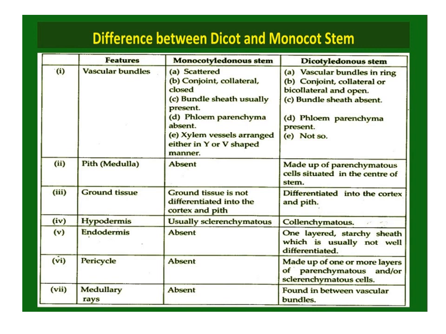Pericycle is made up of one or more layers of parenchymatous and sclerenchymatous cells, and medullary rays are found in between the vascular bundles in dicot stem.